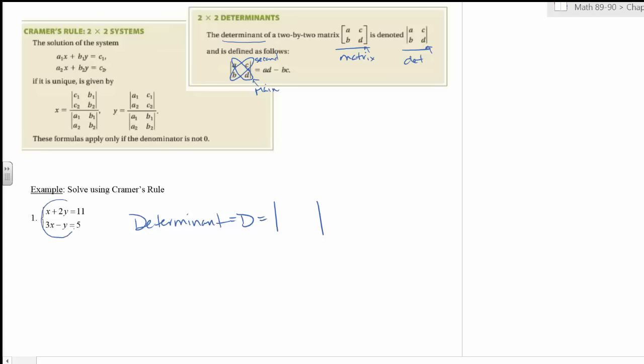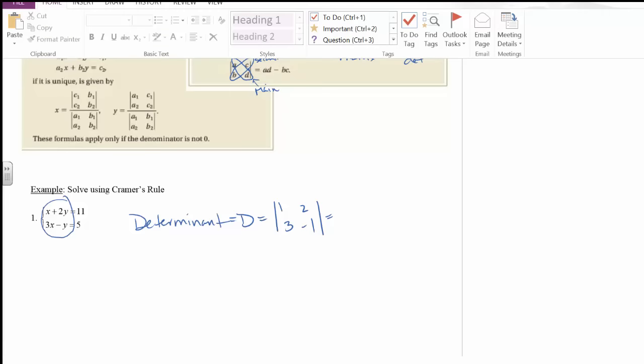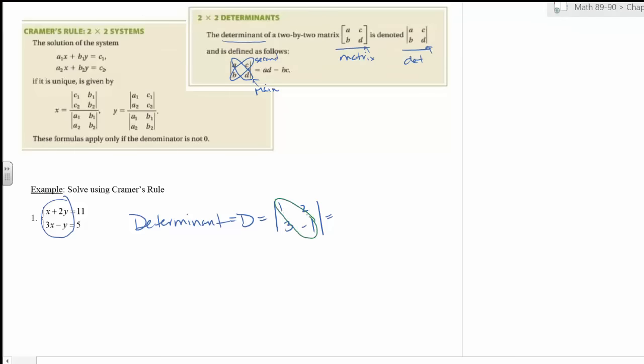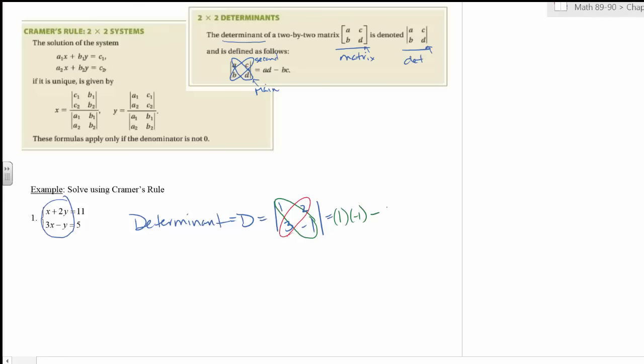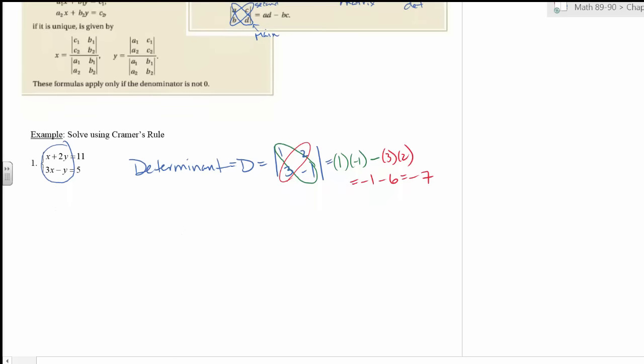take your coefficients of that left-hand side. So my coefficients are 1, 2, 3, -1. And then I'm going to multiply and subtract. So get a different color so you can kind of see it. Here's the main diagonal. So you're going to do 1 times -1, and then you're going to subtract that second diagonal, 3 times 2. And so you end up with -1 minus 6, which is -7. Now, once you've got that determinant, you still have to find 2 more determinants. So that's the main determinant.